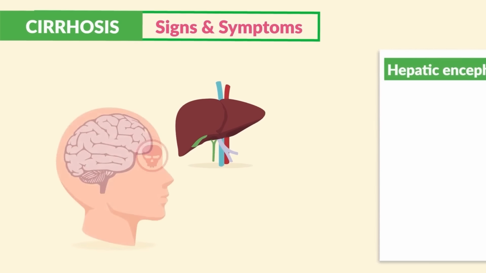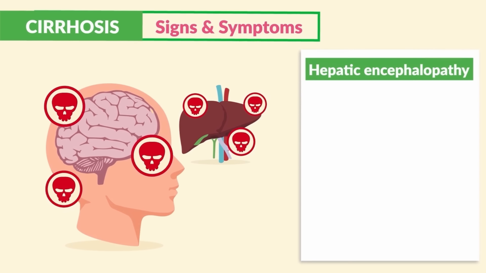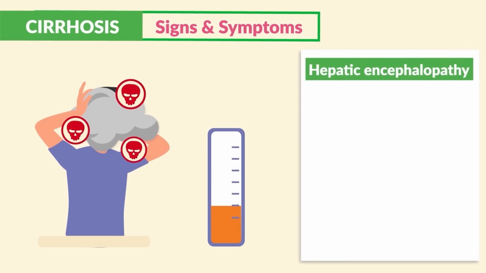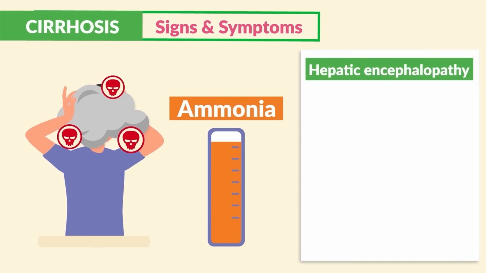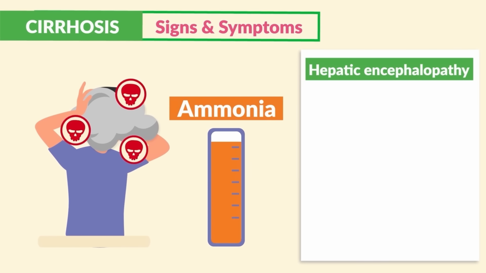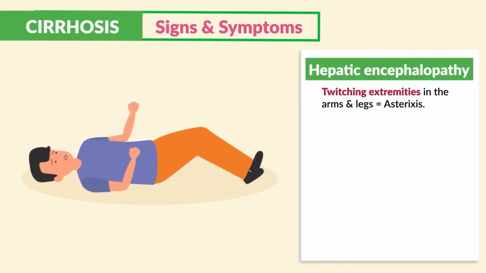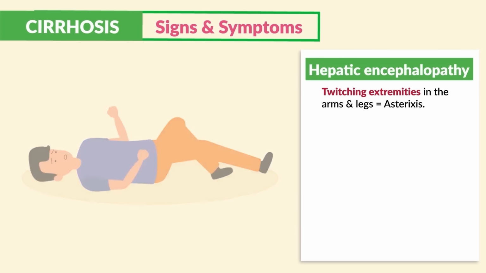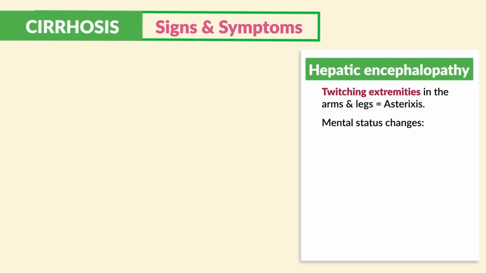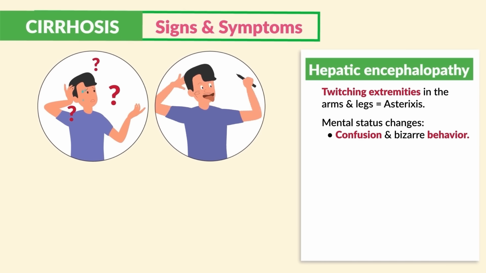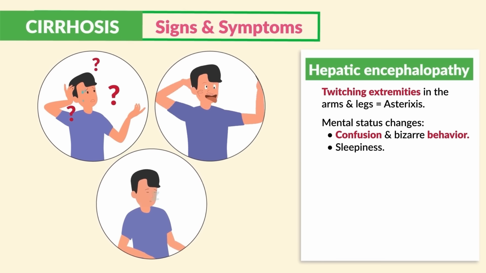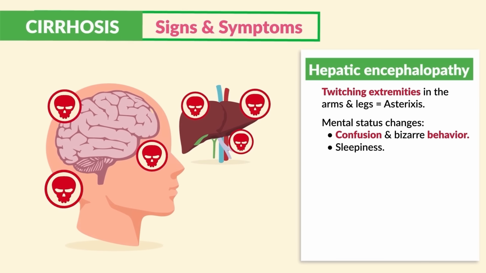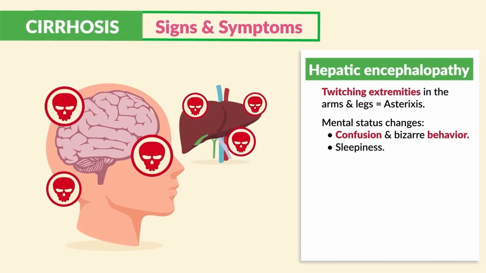Now, in terms of hepatic encephalopathy, as mentioned before, this is that cloudy toxic brain from the high levels of ammonia in that protein. So the key signs to write down is twitching extremities in the arms and legs, known as asterixis, and mental status changes, seen as confusion or bizarre behavior, as well as sleepiness. Now, select all that apply questions love to ask about assessments for hepatic encephalopathy.